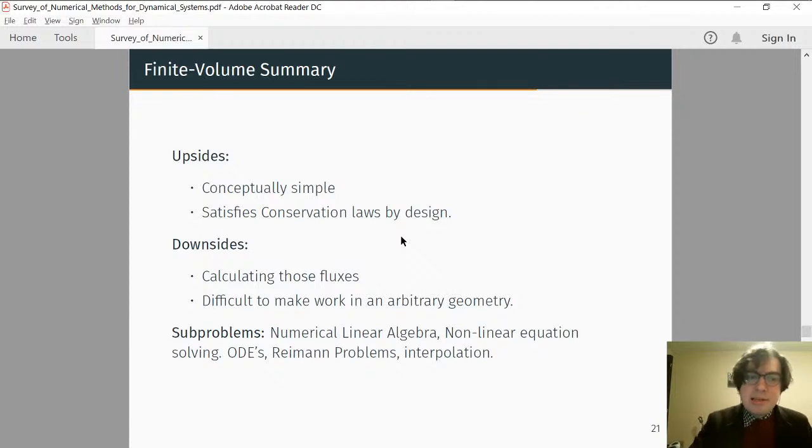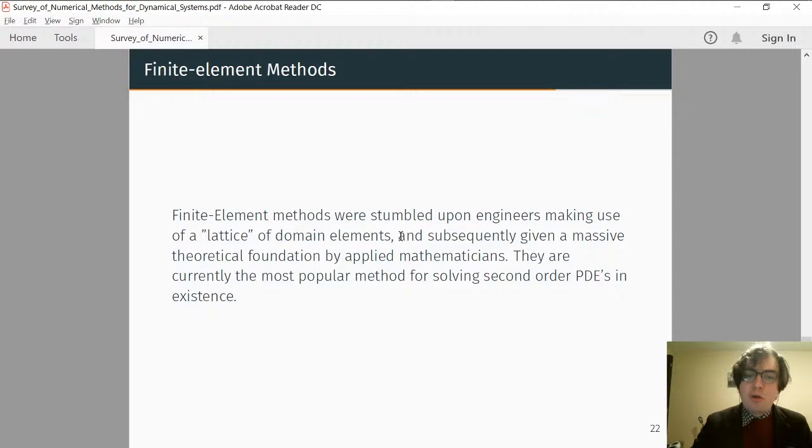So I don't want to give anyone PTSD, but the next thing we're going to look at are finite element methods. Right? And these are very interesting because they were essentially stumbled upon by a group of engineers who were using some heuristics. Let's just make a lattice of these elements, these springs. And it turns out they discovered a gold mine, right? Mathematicians came along later and said, these finite element methods with all these springs that these engineers are using is brilliant. We can build a huge sort of mathematical foundation for it, and we can use it for basically anything.